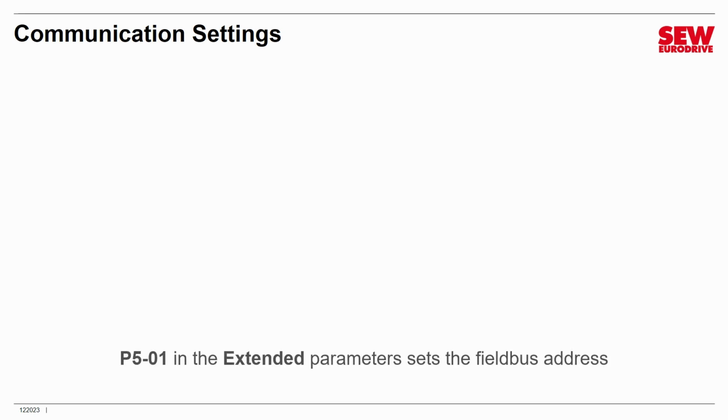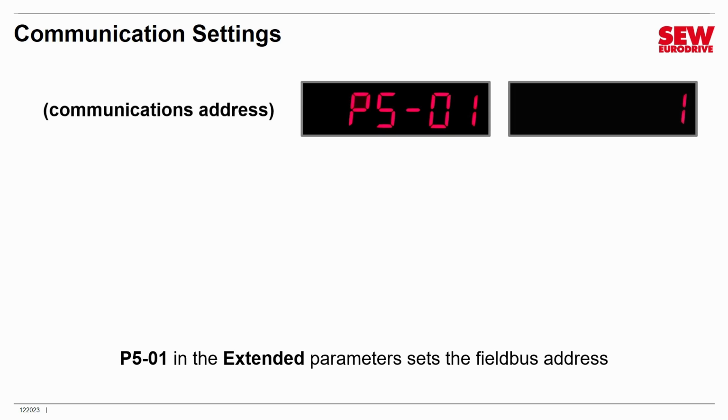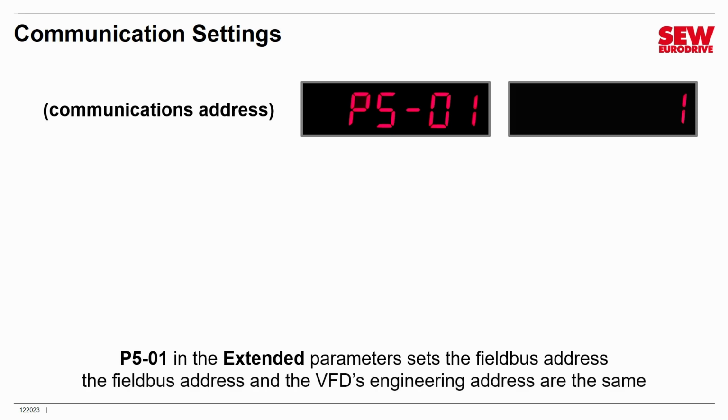You have to set a number of settings to get communications set up, and these are additional parameters. So you need to go to parameter 5-01 in the extended parameters. By the way, parameter group 5 contains a lot of Fieldbus related settings. And so what you need to do first of all is set the communications address of your VFD. Now this may ring a bell because we talked about this way back in the beginning when we started engineering our VFDs using the USB adapter and cable set C. And that's no coincidence because the engineering address and the Fieldbus address are actually one and the same.